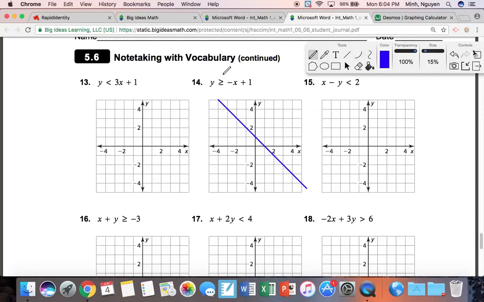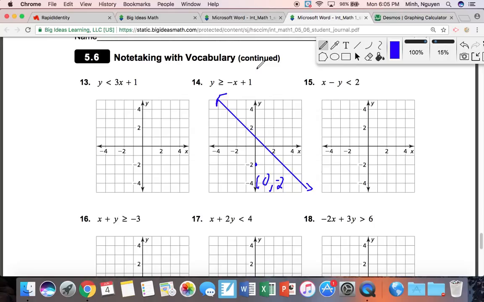And now it says y is greater than or equal to. So let's pick a point 0, -2. If it is a solution, we are going to shade in the bottom half. If it is not a solution, we are going to shade the other half. So -2 is greater than or equal to -0 plus 1. -2 is greater than or equal to 1. Is that true? Is a negative number greater than a positive number? No, it is not. So this is not a solution, and I got to go over here.